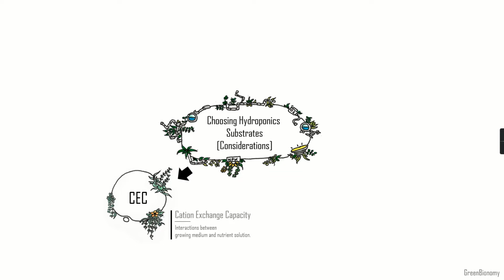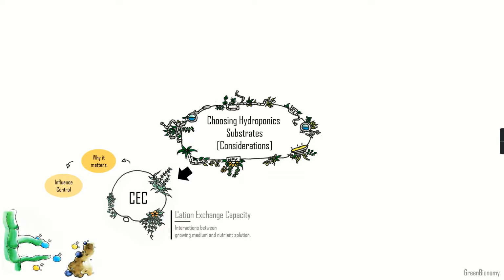That's a fancy word to just say that it represents the interactions between the growing medium and the nutrient solution. It matters because it influences the control you have over the quantity of nutrients absorbed by the plants. It goes a bit into the details, so I made a video for that if you want to understand the why behind how cation exchange capacity works. I think it's important to understand why, because it will give you more insight over the functioning of your systems with a more first principle approach.